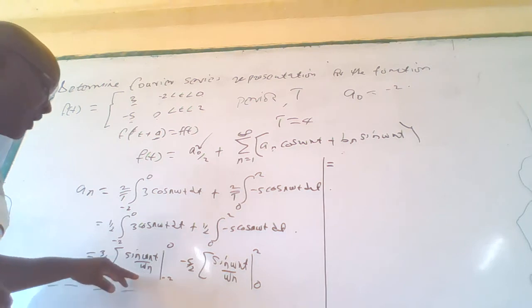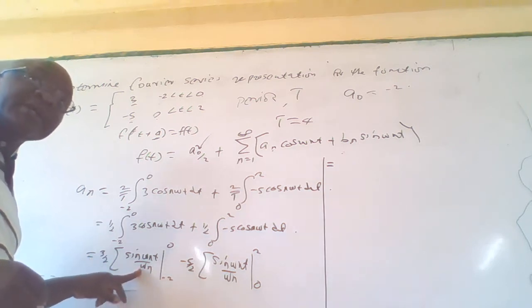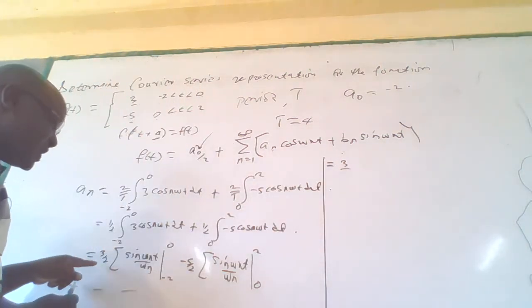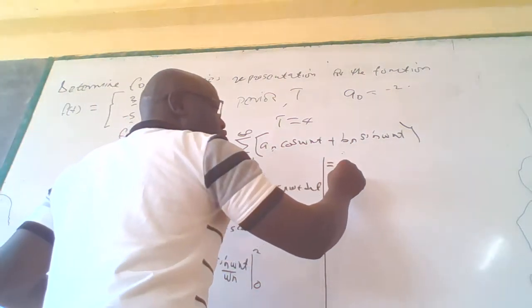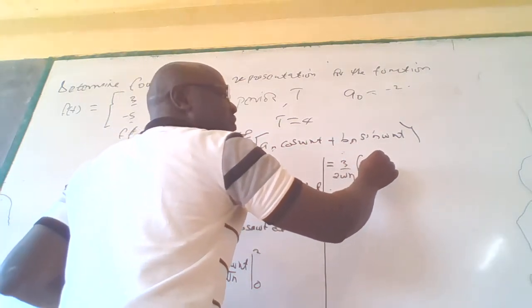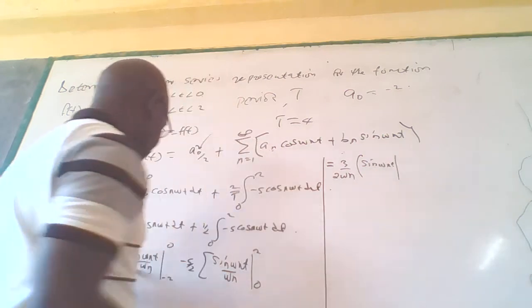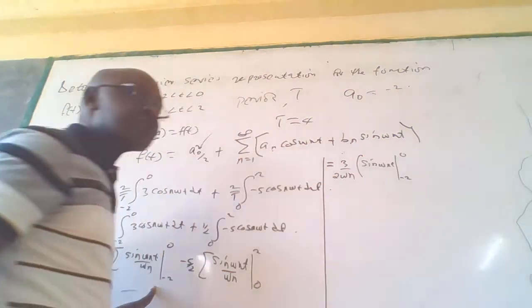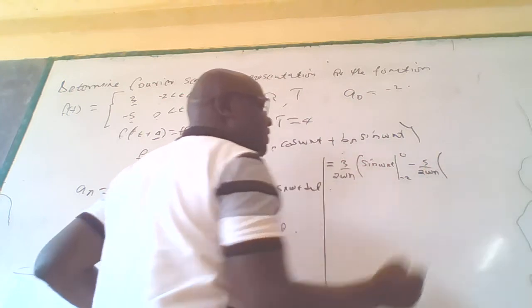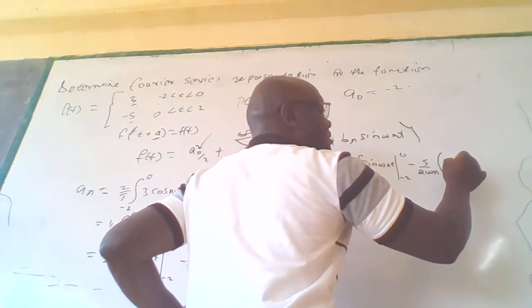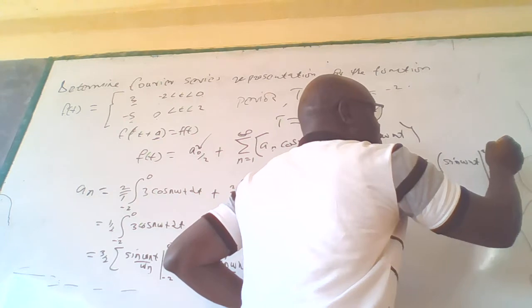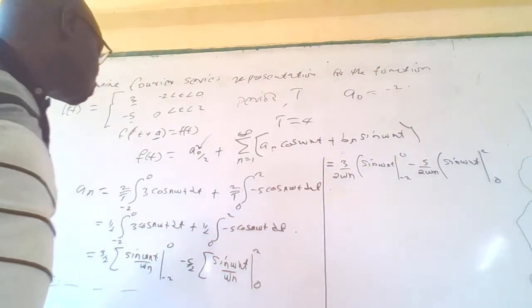So I can modify this by taking 1 over omega n outside the bracket, so that I have 3 over 2 omega n into sine omega n t, from negative 2 to 0, then minus 5 over 2 omega n into sine omega n t, integrating from 0 to 2.